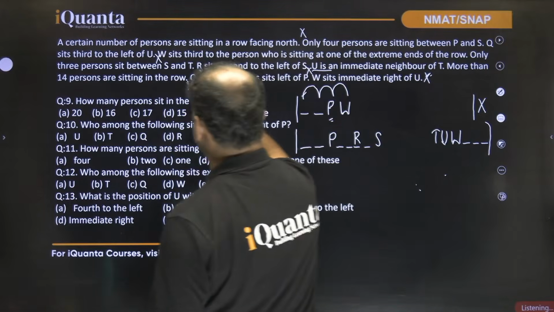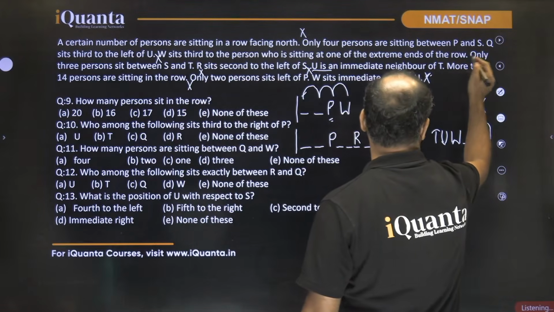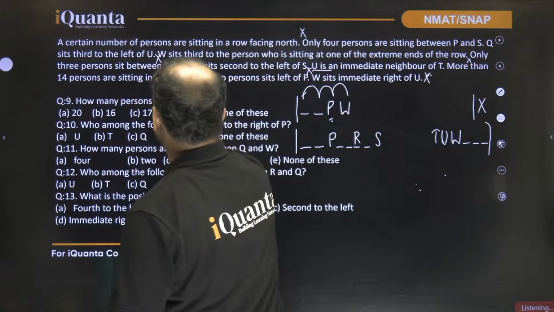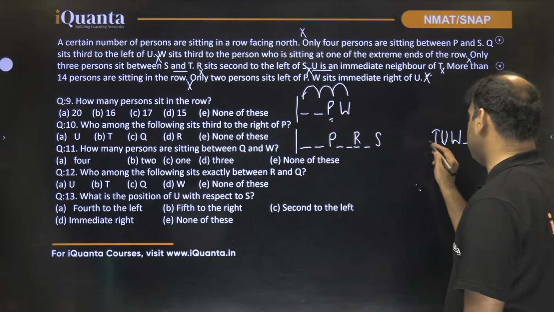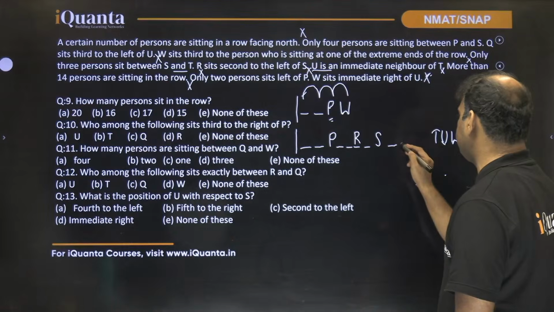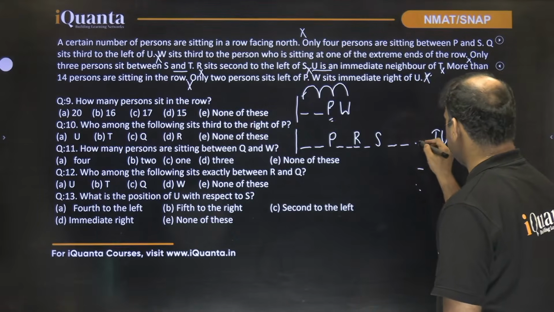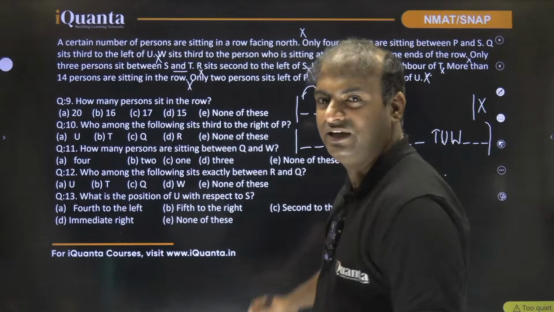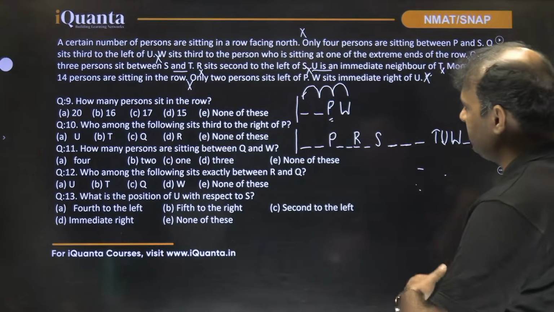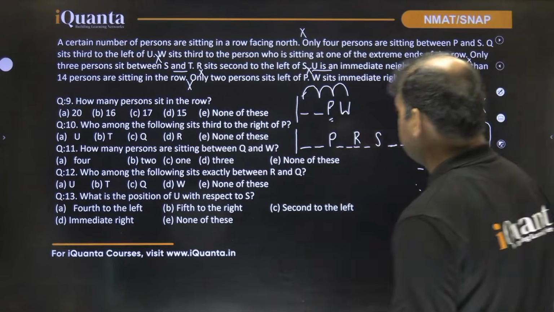Let's move to the next point. Now guys, we can use this. We are saying that only 3 people sit between S and T. So if this is S, this is T, there must be exactly 3 people between them. This is how we can use this point and draw the exact number of people between S and T. That's great, this point is also used.